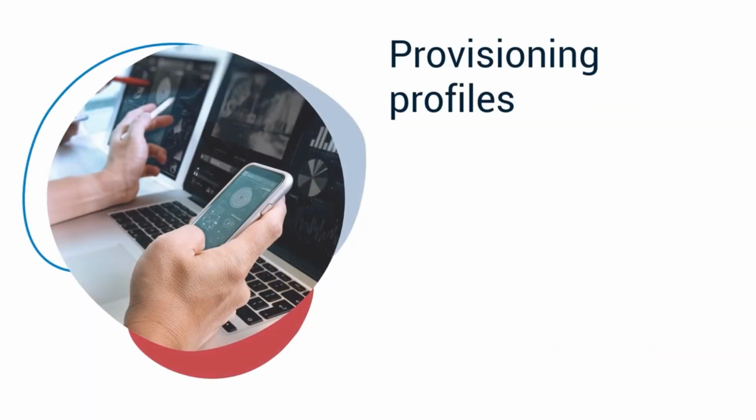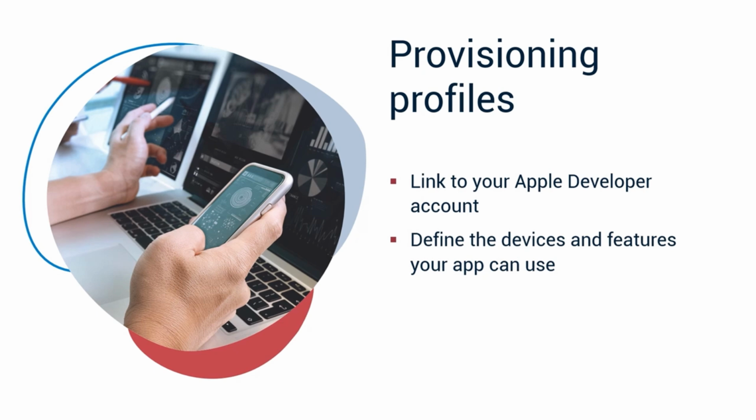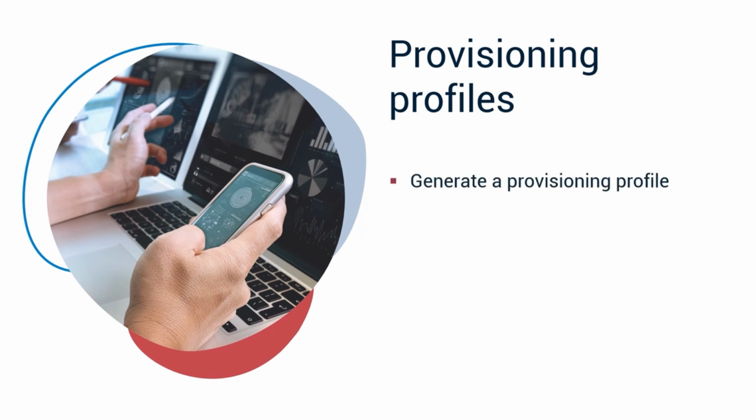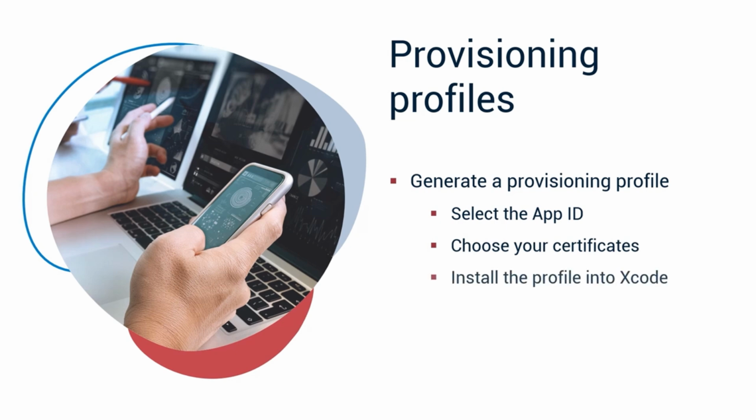Next, you'll need to set up provisioning profiles. These profiles link your app to your Apple developer account and define the devices and features that your app can use. You'll start by creating an app ID in your Apple developer account. Be sure to create an app ID that matches your app's bundle identifier. Next, generate a provisioning profile. Select the app ID you just created. Then, choose your certificates and generate a provisioning profile. Install this profile by moving it into Xcode.